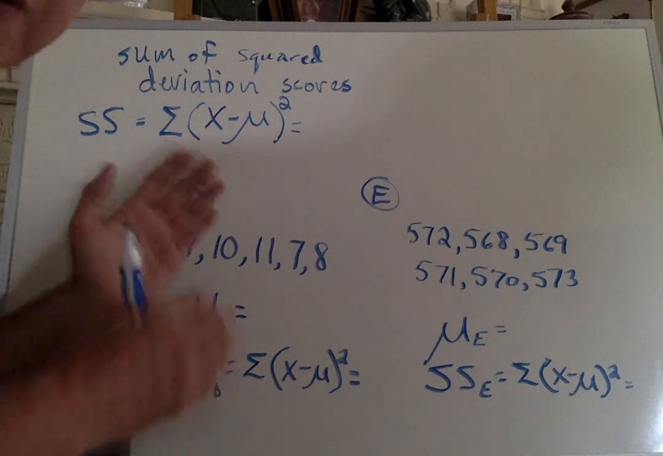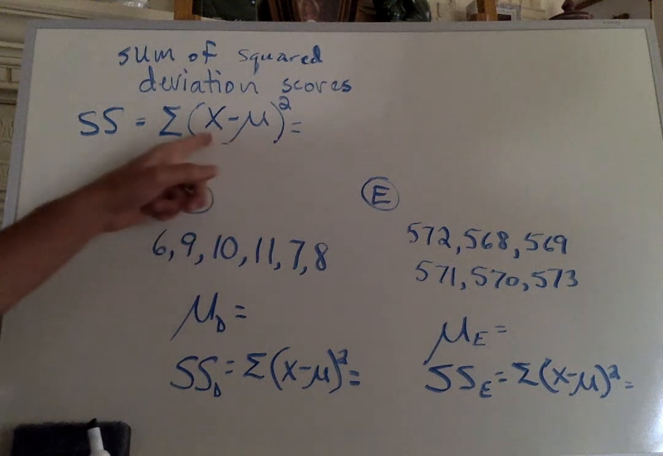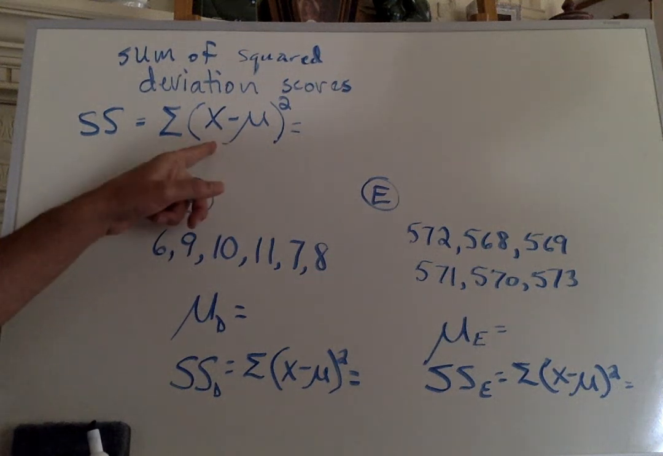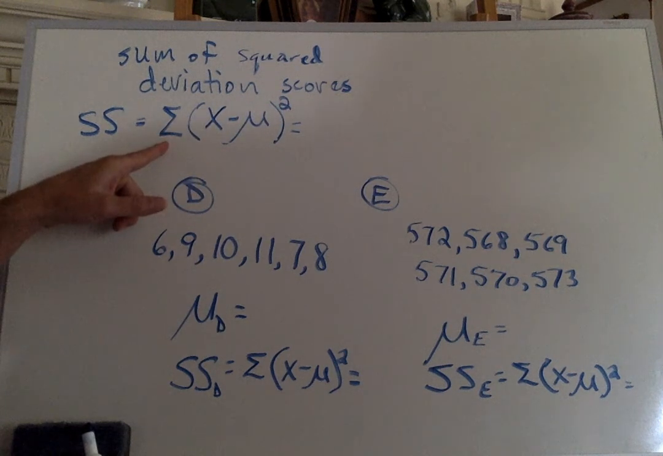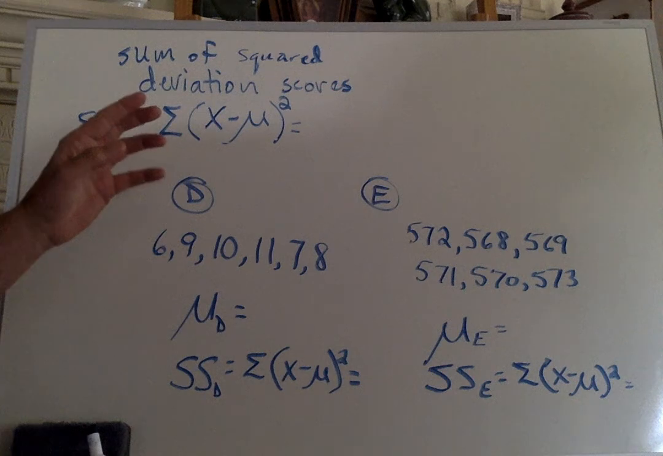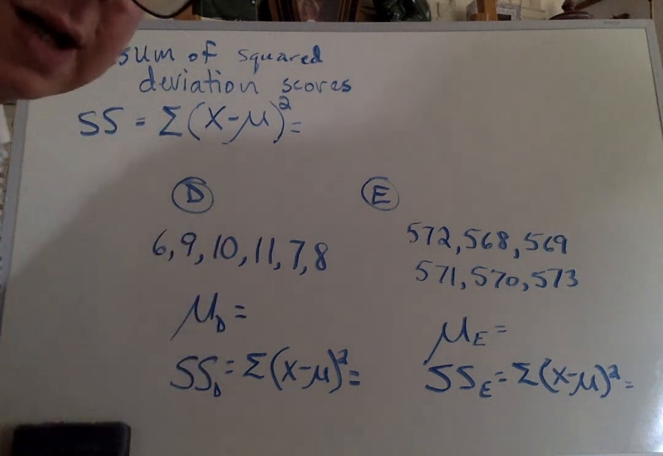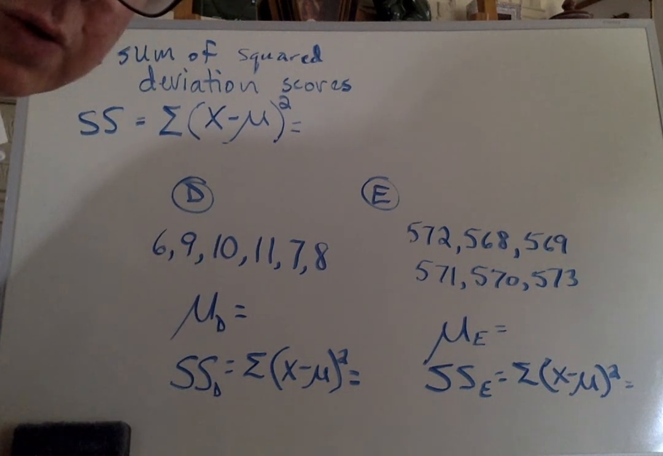Okay, sum of squared deviations. This tells us how far a score is from the mean. This gets rid of any negative. This tells us do it for all of the scores and add them together. All right. So next video we'll see how you did, and then we'll move on from there.